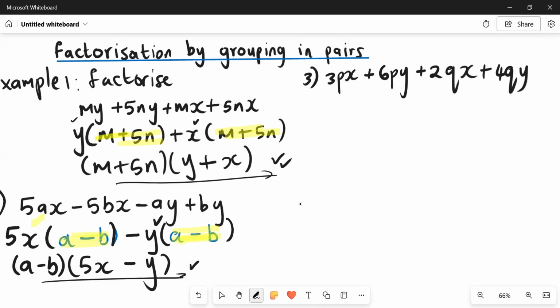So let's take out the common factor of 3p. Taking out the common factor of 3p, you're left with x plus 2y.